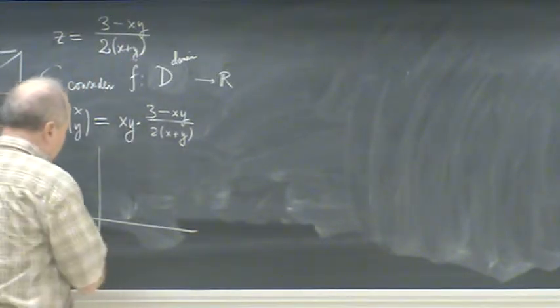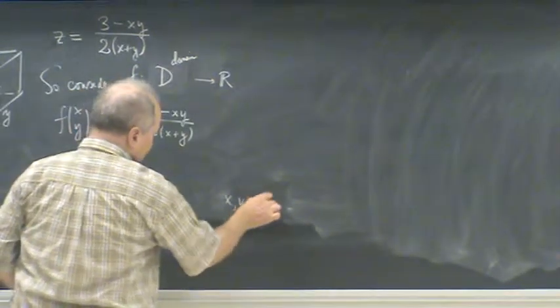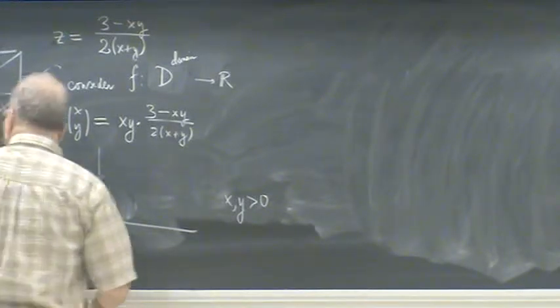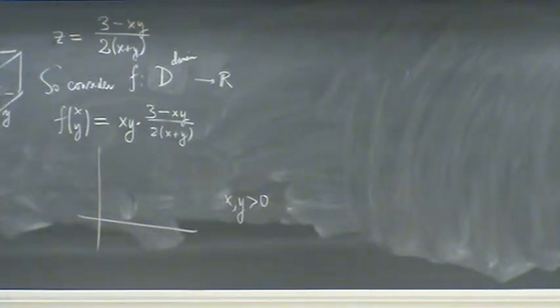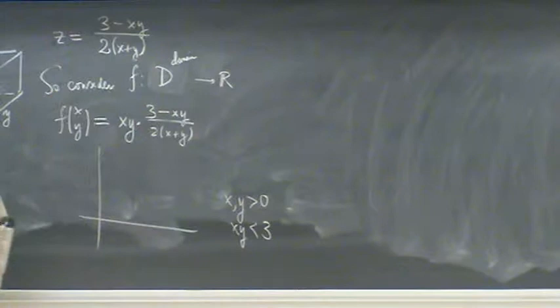So you're going to say, okay, let's start off with the domain saying x and y are positive, and then what has to be true? 3 minus xy over 2 times x plus y is positive. So xy is less than 3. Right, xy has to be less than 3, because otherwise z will come out 0 or negative.